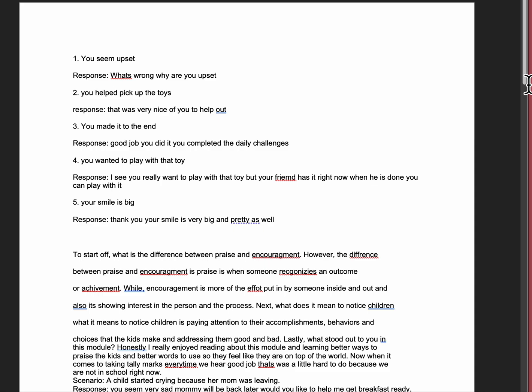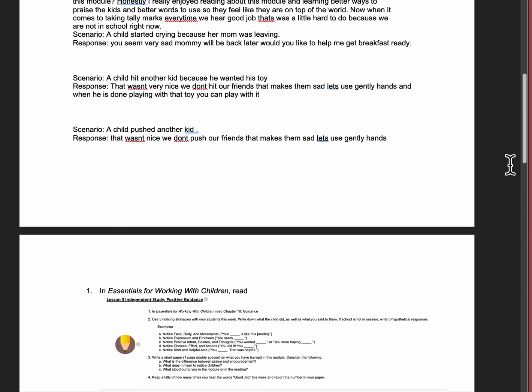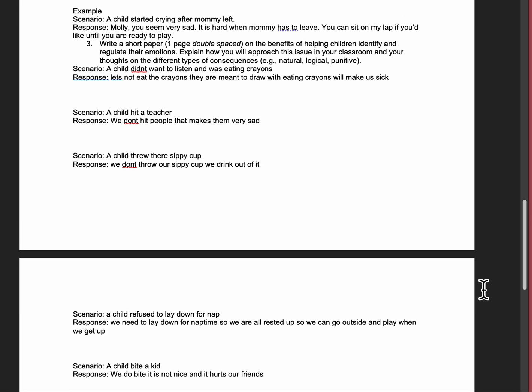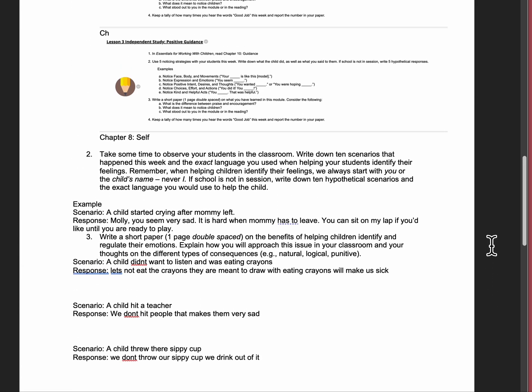So in this particular assignment, I'm going to go back all the way down here to the scenarios assignment, because that comes from the first thing you sent in. I have copied here the directions from the assignment, and it has some guidance here about the way that you would say how you're feeling about what's happening. You're observing students, write down 10 scenarios, which you did. That was great. And it said to use the language you used. And then it says here, we always start with the child's name. If the school is not in session, write down hypothetical scenarios and the exact language you would use to help the child.